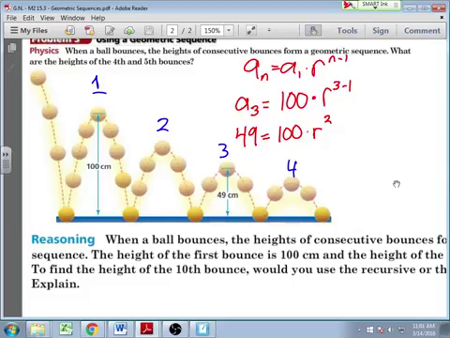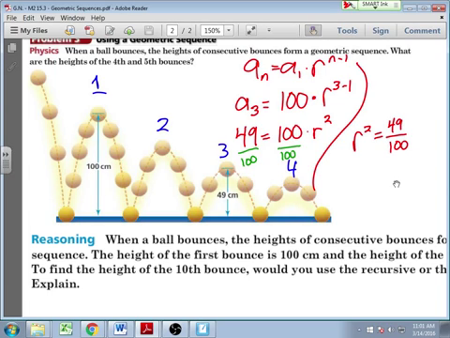This gets a little tricky. What would I do now? Seth? Divide both sides by 100. Divide by 100. Do not actually perform the division. Just write it. Because now what we see is r squared is 49 over 100. Again, don't actually do this yet. What do I do to get r by itself? What happens when I square root a fraction? I square root the numerator and I square root the denominator both separately. Square root of 49. Square root of 100.